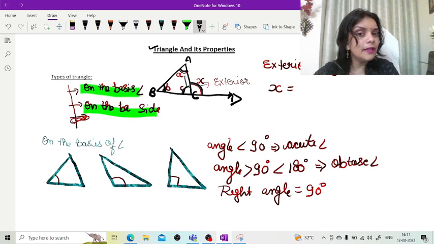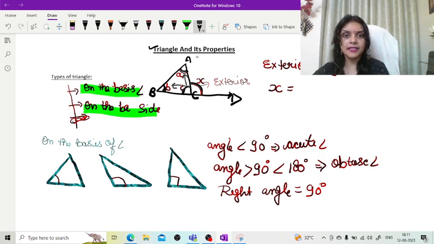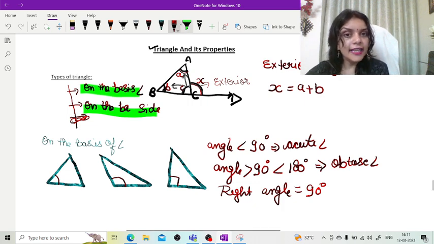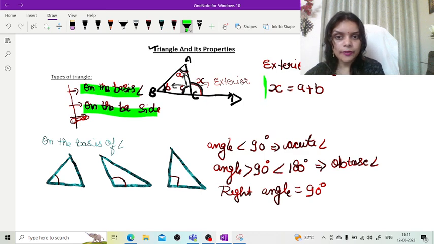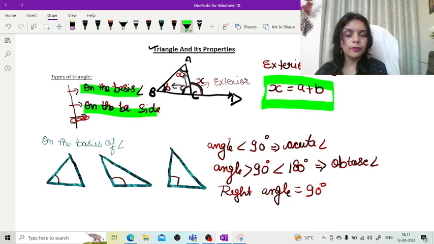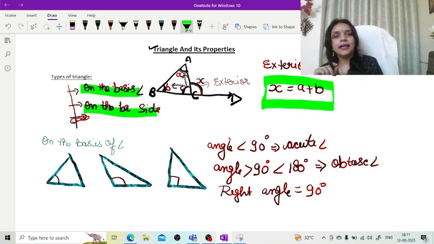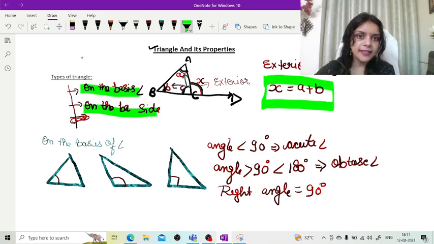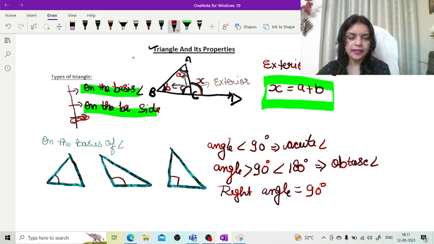So which one will be the opposite angle? This angle and this angle. That means angle A and angle B. So x will be equal to A plus B, right? So what is exterior angle property? According to exterior angle property, exterior angle will be equal to the sum of its opposite angles. This is the exterior angle property, right?